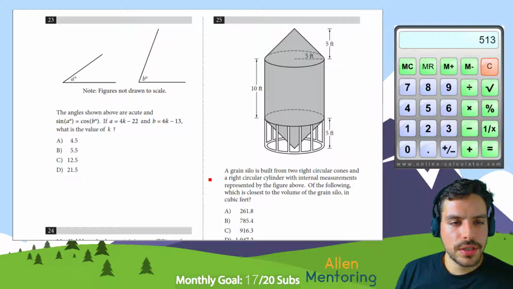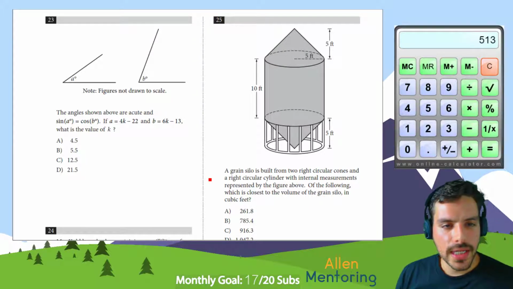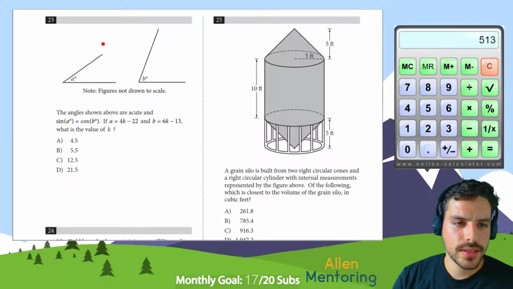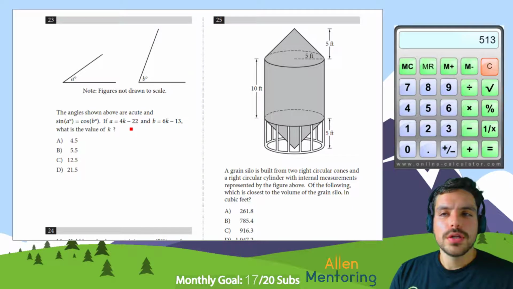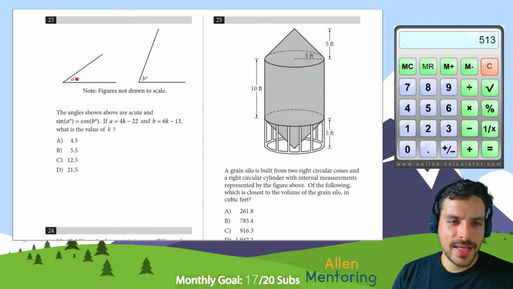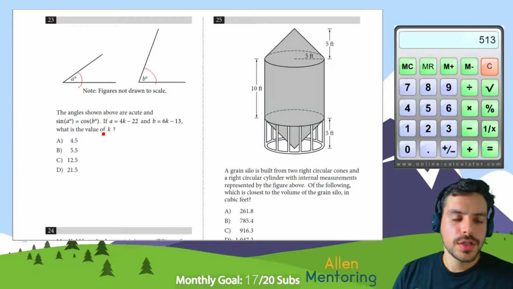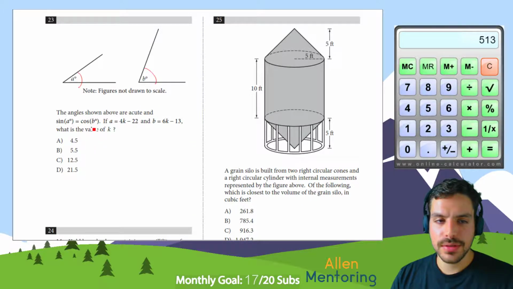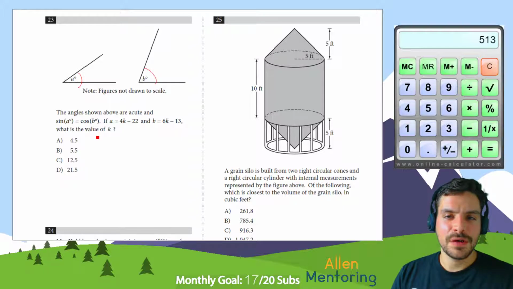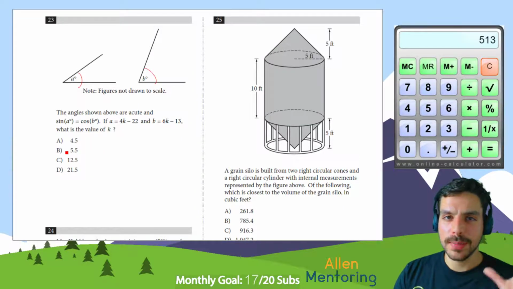Okay, the angles shown above are acute, and sine A degrees equals cosine B degrees. If A equals 4k minus 22 and B equals 6k minus 13, what is the value of k? So what are they trying to show us by telling us that the sine of A is equal to cosine of B? If sine of A is equal to cosine of B, that means that these two are complementary angles. Okay, so if you see this in future problems, understand that's what they're trying to push you toward.